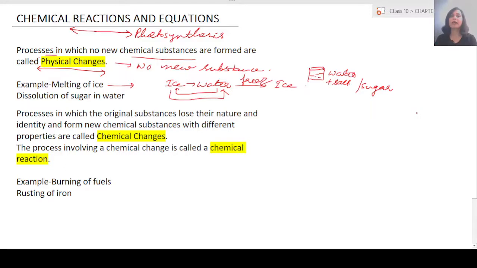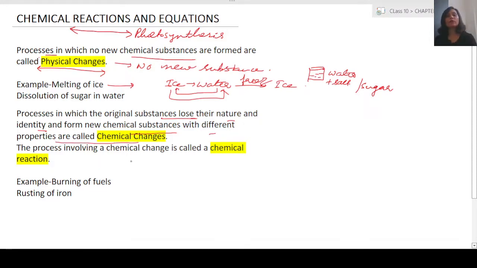On the other hand, there are certain processes in which we see that a new substance is formed which is entirely different from the things which were present at the beginning of the chemical reaction or at the beginning of the process. So processes in which original substances lose their nature and identity to form new chemical substances with different properties are called a chemical change.